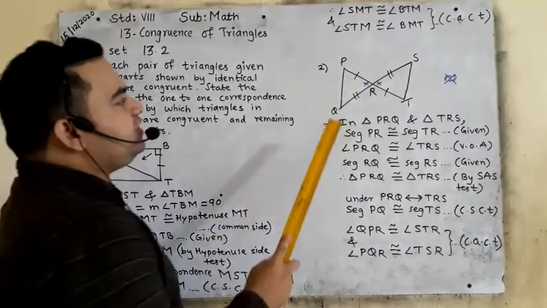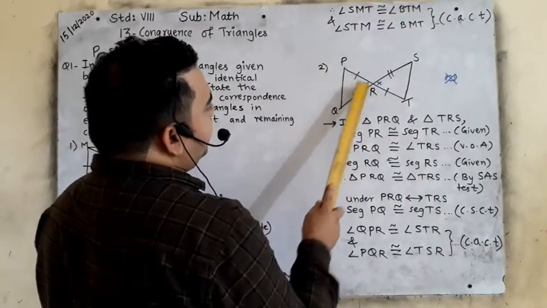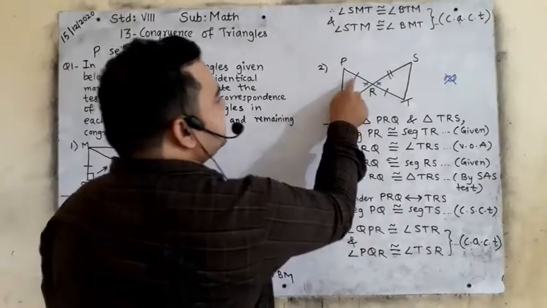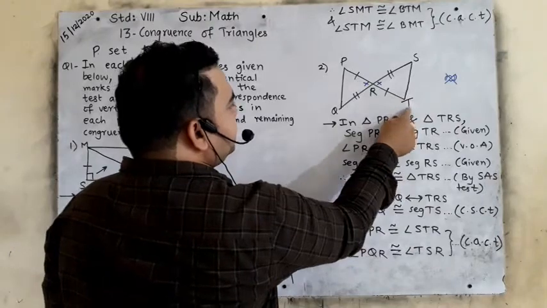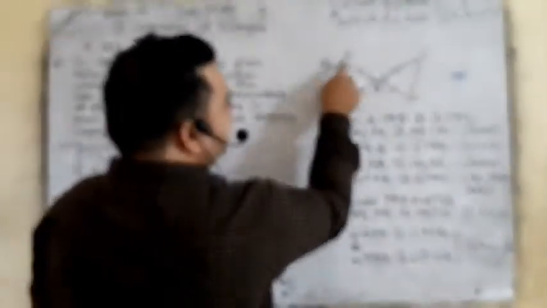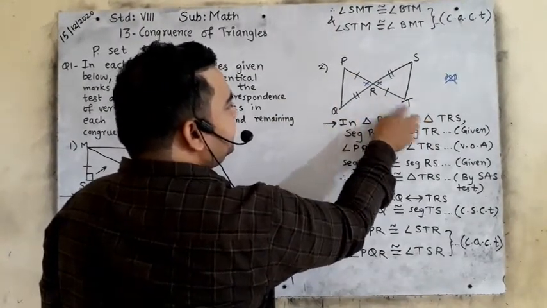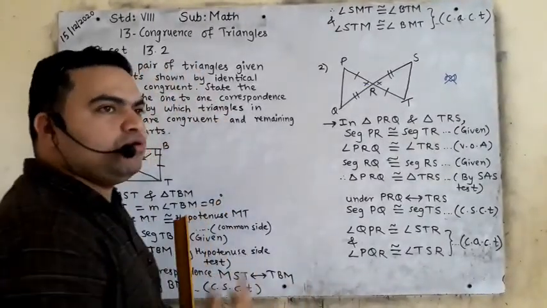So therefore we will write there are two triangles. Which two triangles? Triangle PRQ. PRQ, first one line starts from here. Where is one line here? So you will start from TRS. Clear? P has one line, PRQ. So here one line is here, you will start from here, TRS. There are two triangles. Now we will see what is congruent.